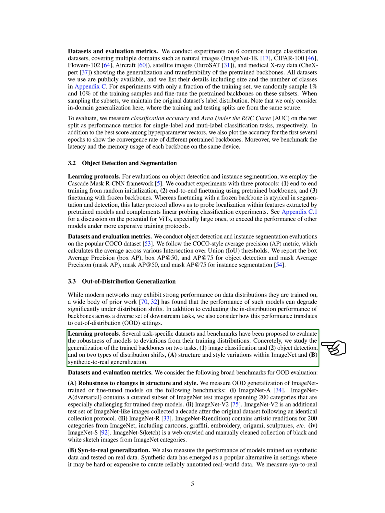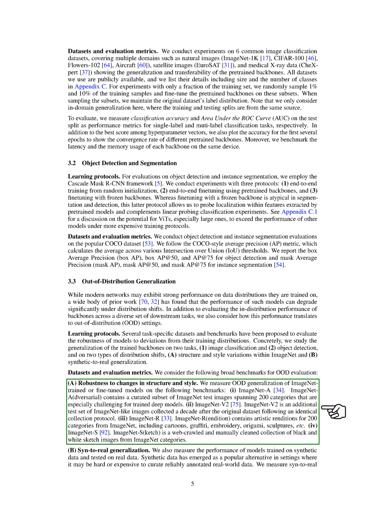To evaluate this, we use several datasets and benchmarks that have been designed to test a model's robustness when it encounters data that's different from what it was trained on. Specifically, we're looking at how well the models generalize on 2 tasks: image classification and object detection. We're also interested in 2 types of distribution shifts: variations in structure and style within ImageNet, and the transition from synthetic to real-world data. We use several benchmarks to evaluate out-of-distribution performance.